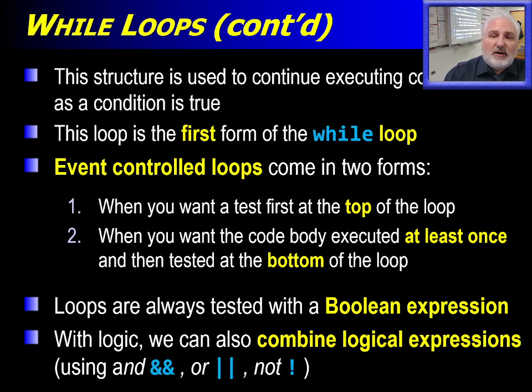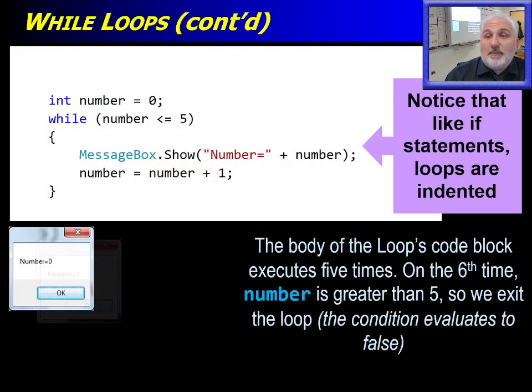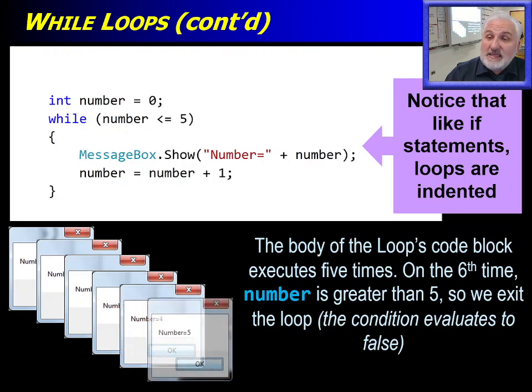Loops, like conditional statements, are evaluated with a Boolean expression, and like conditional statements, you can combine logic using logical operators such as and, or, and not. Here's a simple example of a while loop. In this case, it is being used for counting, but it is while the number is less than 5, it will increment the number, produce a dialog box output, and then continue. On the 6th time, the loop fails in terms of the number no longer being less than 5, and it moves to the block of code outside the loop itself.